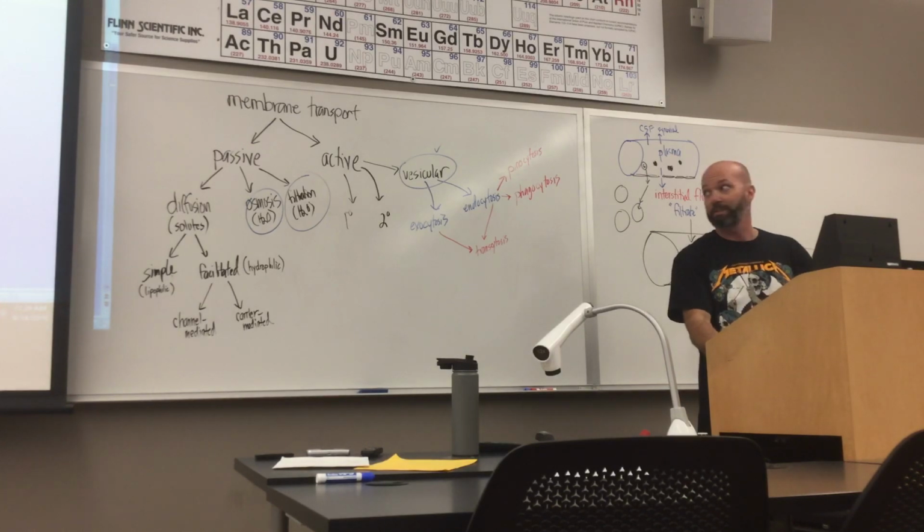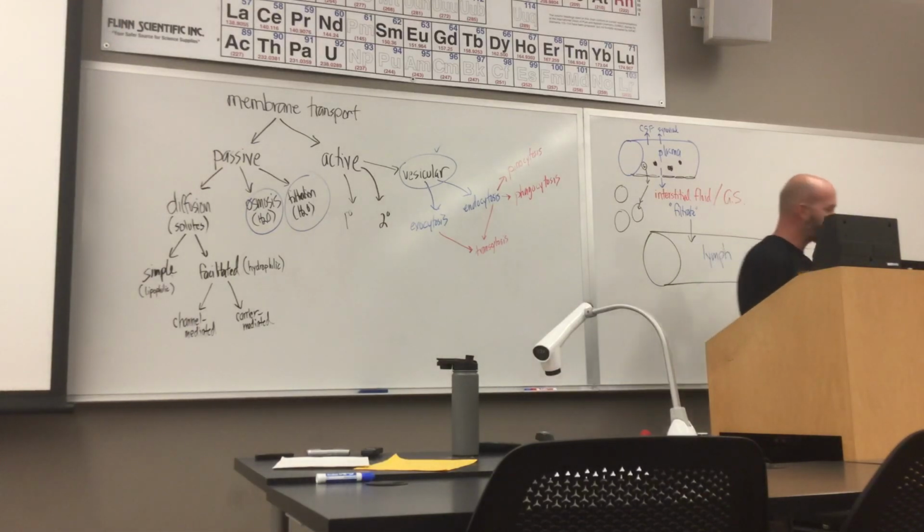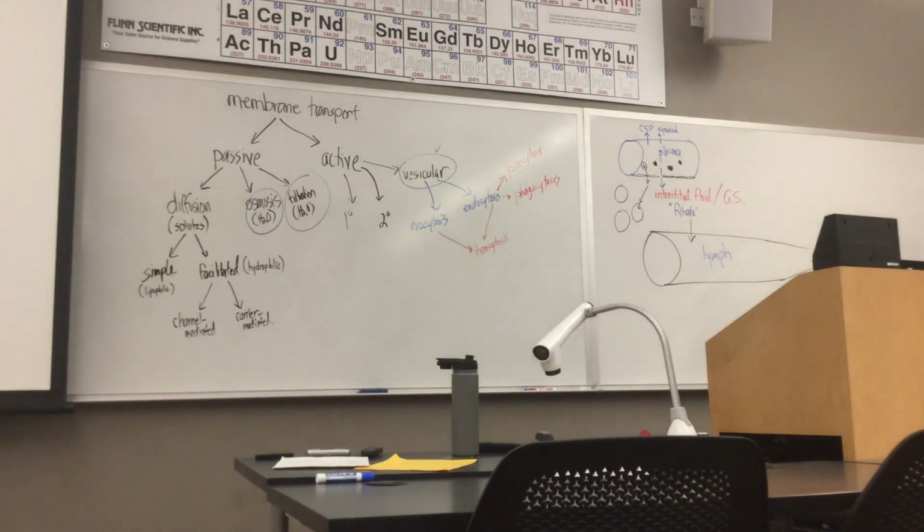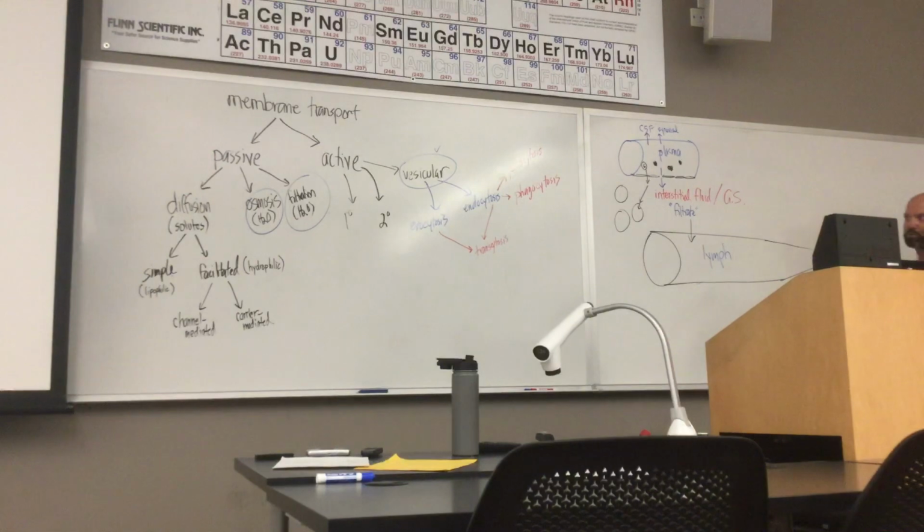So this cell-to-cell recognition on the bottom right, that was the example of the immune cell making contact with another cell in the body, trying to figure out if it belongs or if it doesn't, or if it's normal or abnormal.